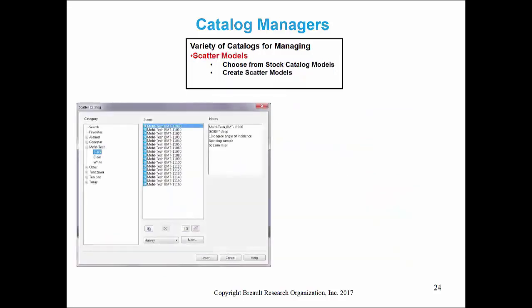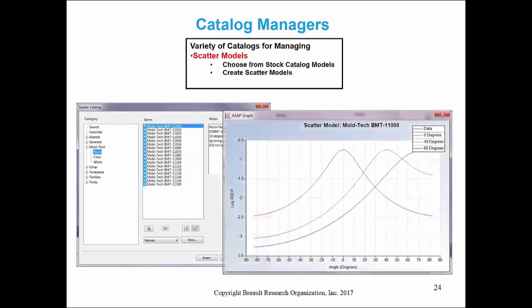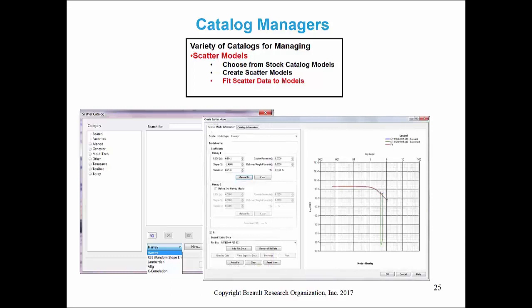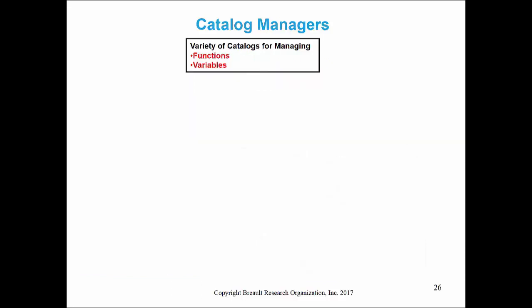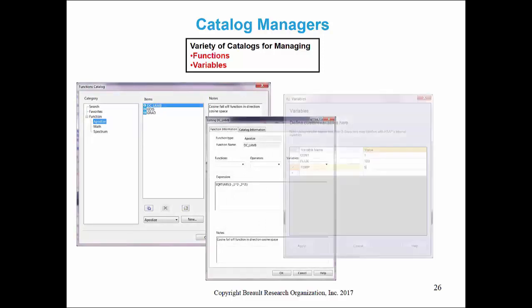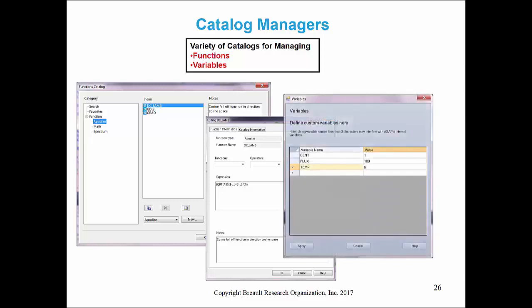The scatter catalog allows you to choose predefined scatter models from your catalog and use them in your simulation, or you can fit scatter data to ASAP scatter models and use them in your simulation. The functions catalog allows you to choose predefined functions from the functions area or create functions in the catalog. And the variables catalog allows you to define variables to use throughout your ASAP simulation.